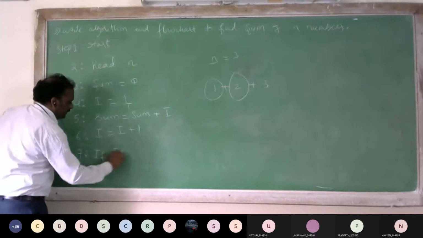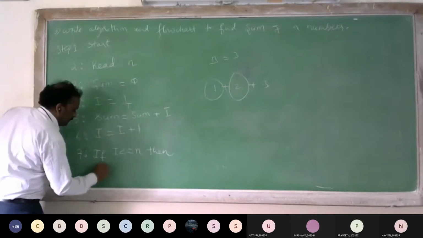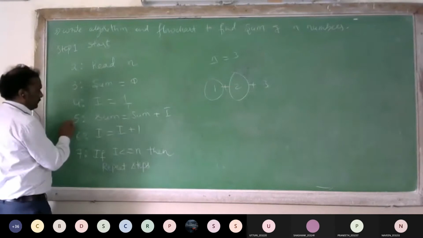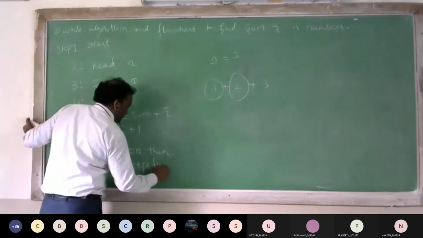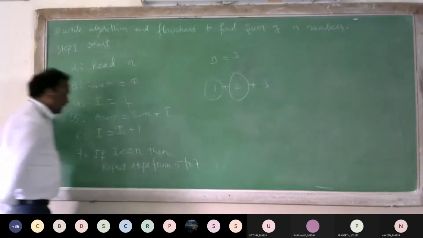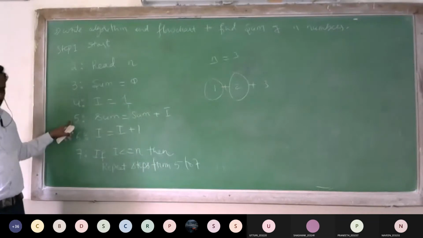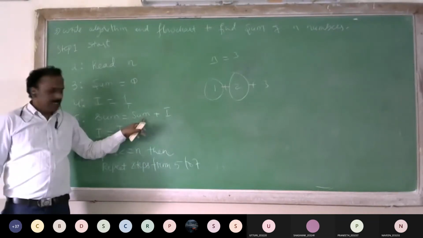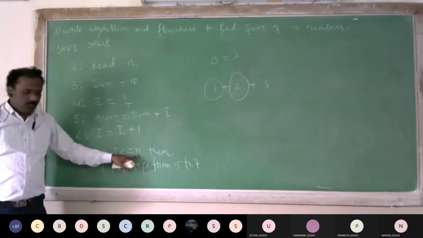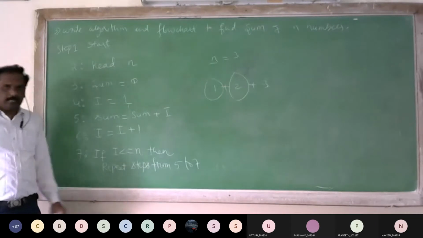If I is less than or equal to n, then repeat steps from 5 to 7. Now I is 2, right? 2 is less than or equal to 3. Yes. Then repeat step 5. Sum is equal to sum plus I. I is equal to I plus 1. I is 3. 3 is less than or equal to 3. Repeat. I is 4. Is 4 less than or equal to 3? No. No means then only you come outside.